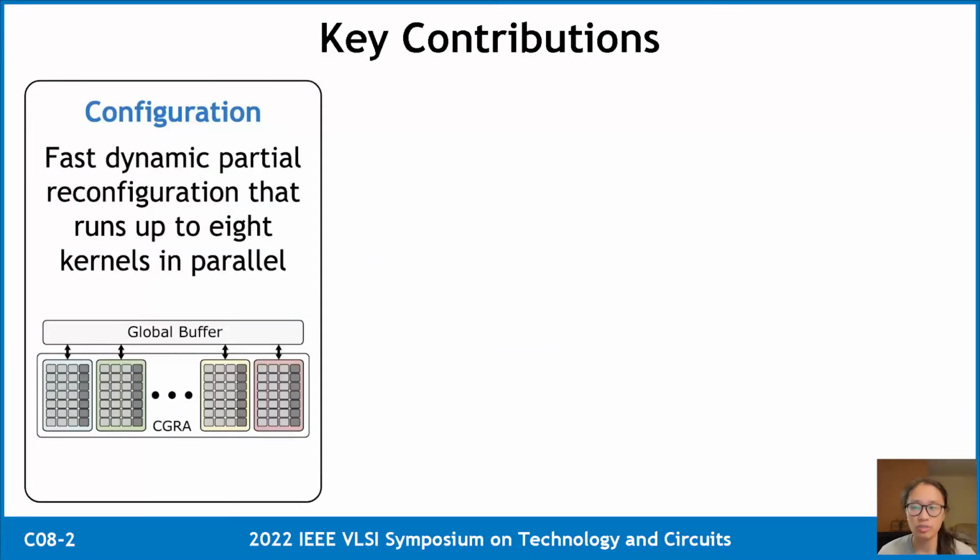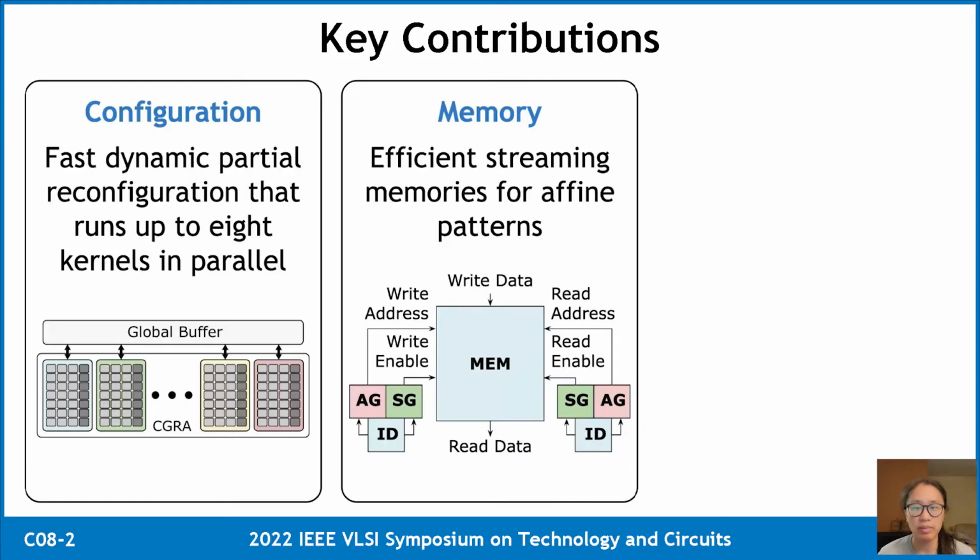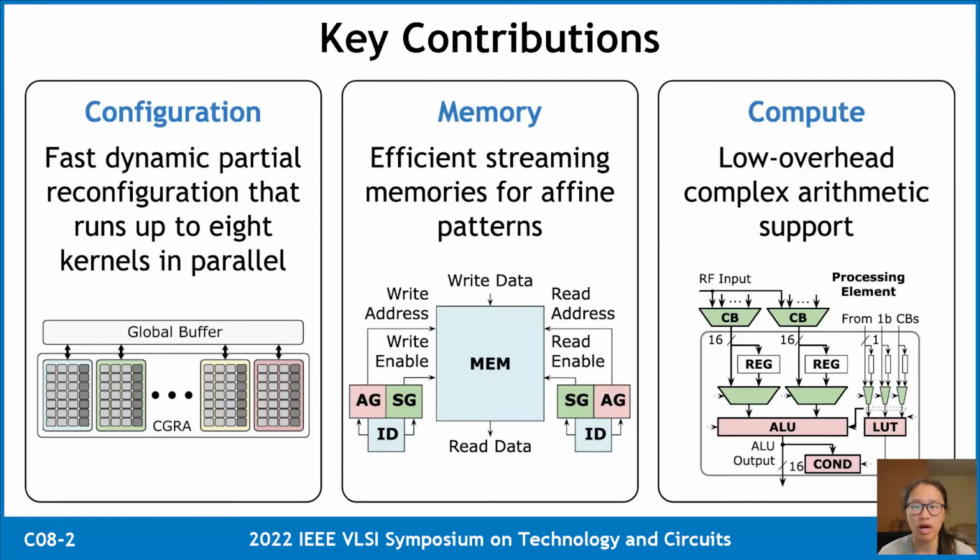The key contributions of Amber include fast dynamic partial reconfiguration that allows us to run up to 8 kernels in parallel, efficient streaming memory controllers to support affine access patterns, which we see commonly in dense linear algebra applications, and low overhead complex arithmetic support in our processing elements to support operations such as logarithm, division, sine, and exponential.